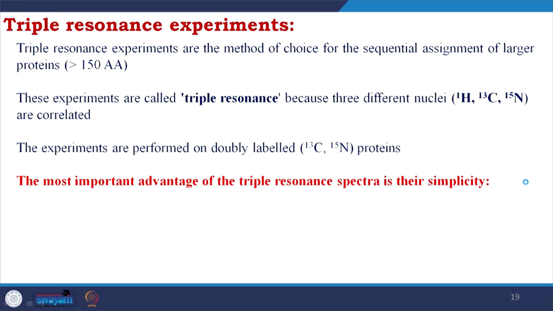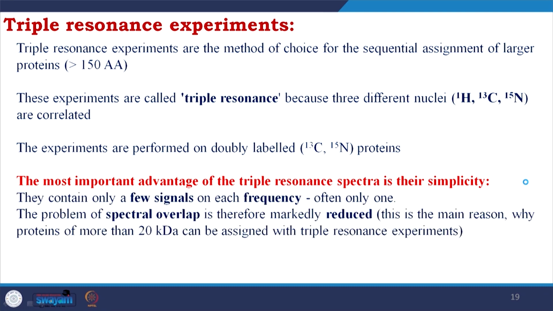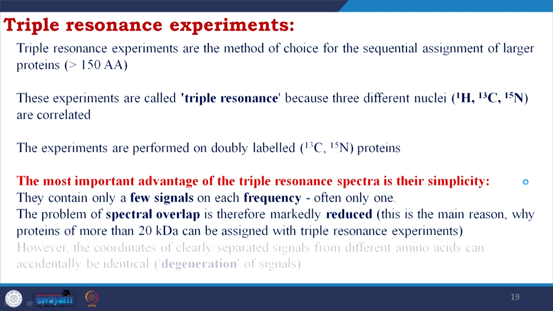There are so many options of setting up different experiments, there are so many potentials that make NMR a really great technique. The most important advantage of triple resonance spectra is their simplicity. They contain only a few signals of each frequency, often only one. The problem of spectral overlap is therefore markedly reduced. This is the main reason why proteins of more than 20 kilodalton can be assigned with triple resonance experiments.